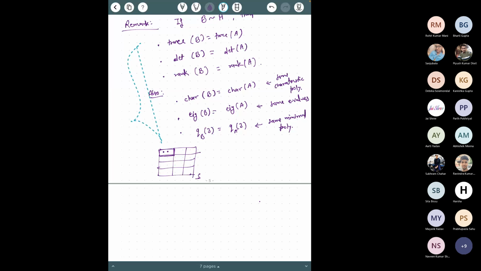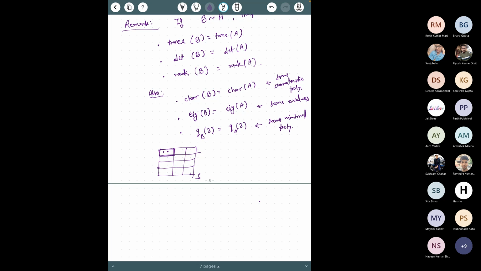Now, as I was saying, our job is to find a representative. If we find a representative which is easy, in the sense that it has a lot of zeros, then I can easily compute at least these properties, because they have the same thing. If I take any two matrices in this equivalence class, then they have the same trace, the same determinant, the same rank.